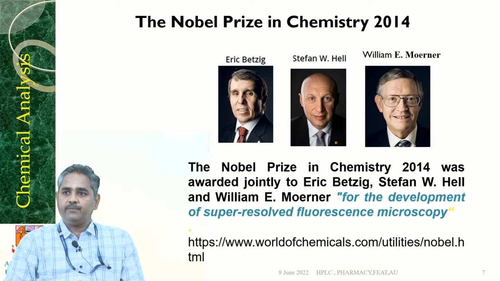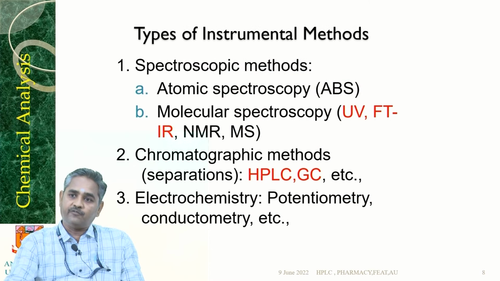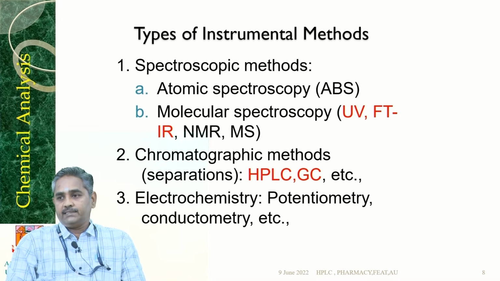The Nobel Prize in Chemistry in the year 2014 was awarded jointly to Eric Betzig, Stefan W. Hell and William Moerner for the development of super-resolved fluorescence microscopy. So, in the field of instrumental methods of analysis, a lot of Nobel Prizes have been won by scientists.